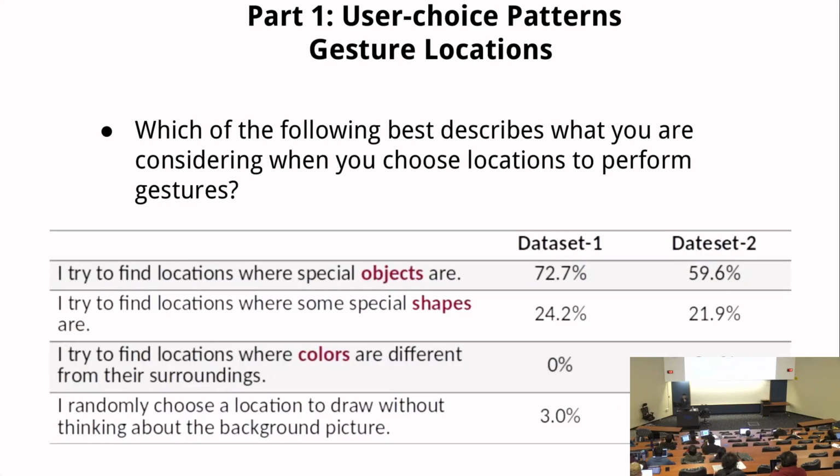Then we asked them, which of the following best describes what you are considering when you choose a location to perform gestures? We're not asking what kind of gestures you want to perform, just what you are thinking. You can see in dataset 1, almost 73% say, I'm trying to find locations where some special objects are, like a face, a nose, a car. Another 24% say they are looking for some special shapes, like a circle. Dataset 2 is also similar.